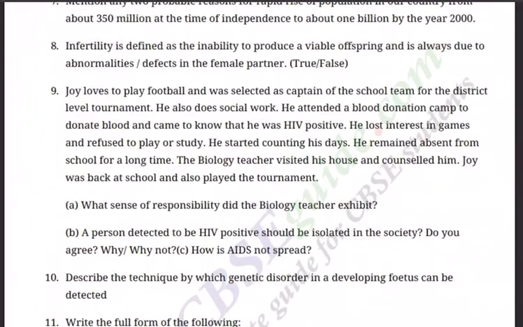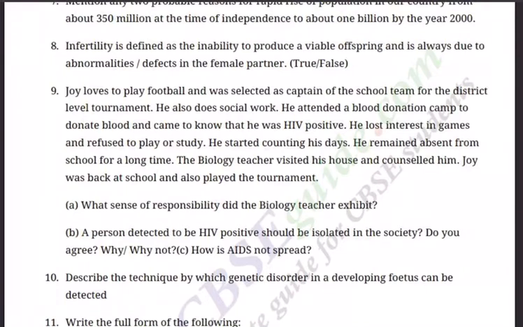The biology teacher visited his house and counseled him. Jai was back at school and also played the tournament. So this is the case, and based on the case study, questions will be there. A. What sense of responsibility did the biology teacher exhibit? B. A person detected to be HIV positive should be isolated in the society. Do you agree? Why or why not?